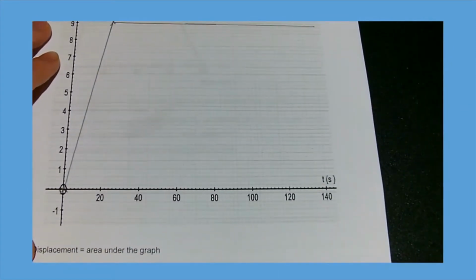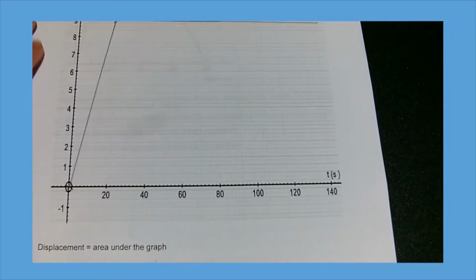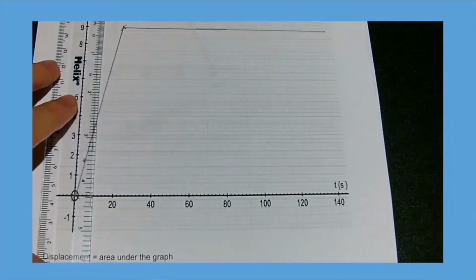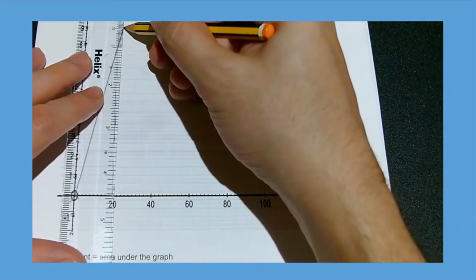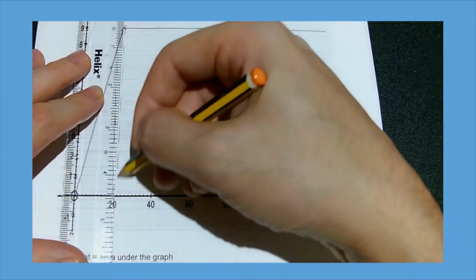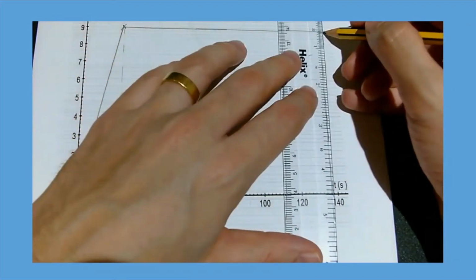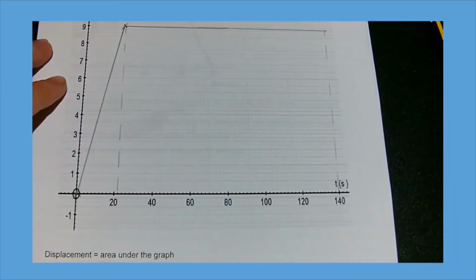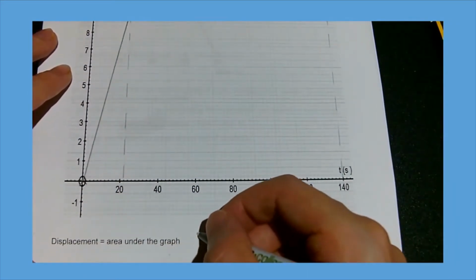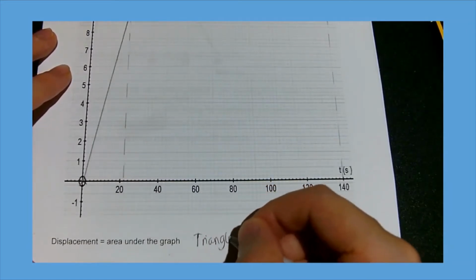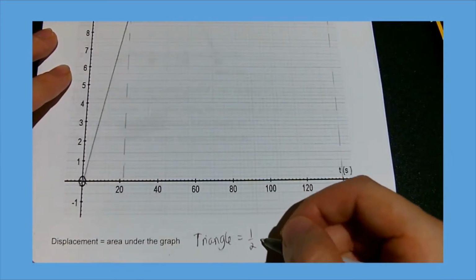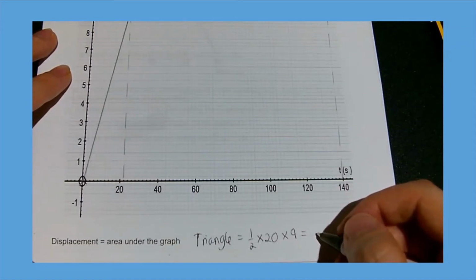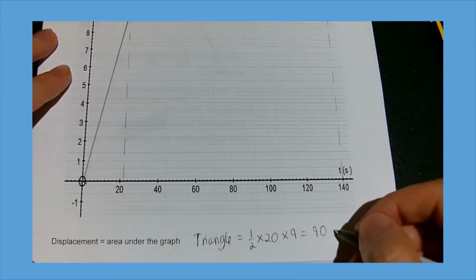Now if it goes all the way to 140, the question is to find the total displacement in kilometers. If you remember from the previous page, and it's given here in the question, displacement equals area under the graph. So I need to find the area underneath this graph, and I can split this into two fairly easy shapes, a triangle and a rectangle. The first section is the triangle, whose area is half times base times height. The base is 20 and the height is 9, so 20 times 9.